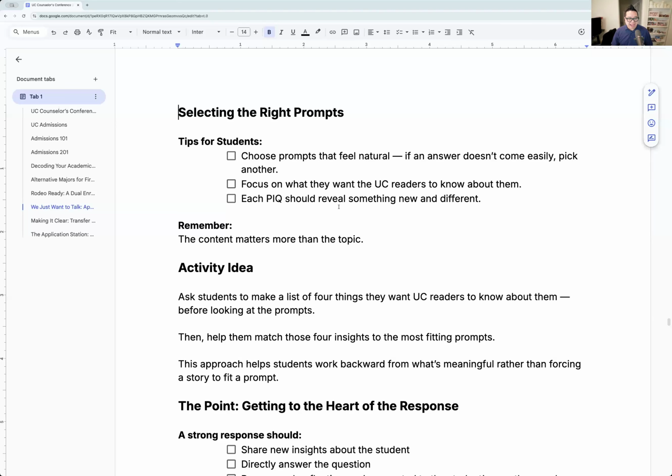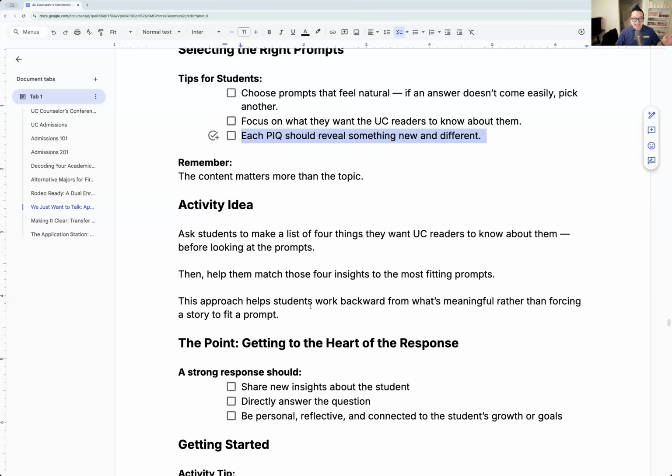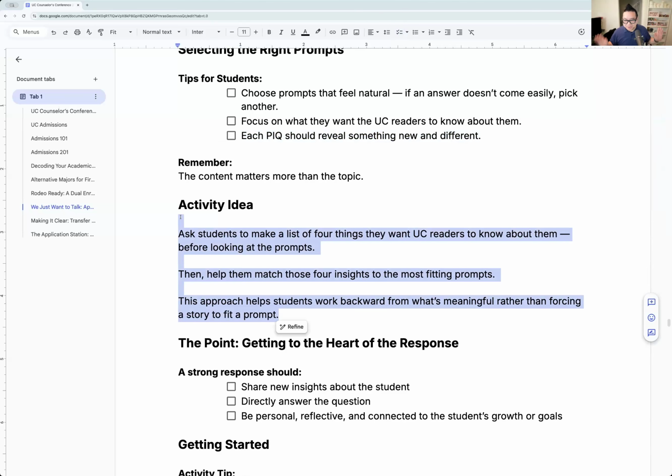Here's the other key. Every PIQ should say something new about you. Don't talk about the same thing 4 times, right? If you talk about, I love dance, I'm a dance captain, I taught my dance crew, I am a dancer, right? That's all the same thing. Different parts for you as well, right? So here's something. I'm like, wow, did someone watch our trainings? This is literally what we tell students to do, right?